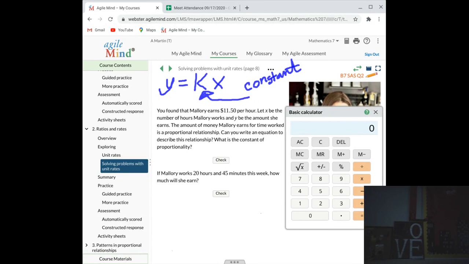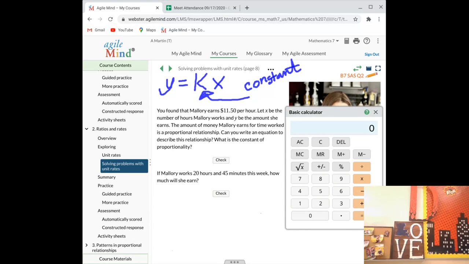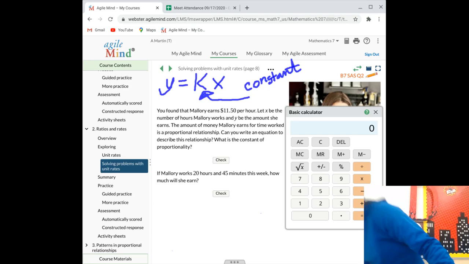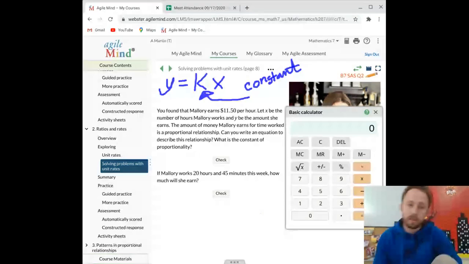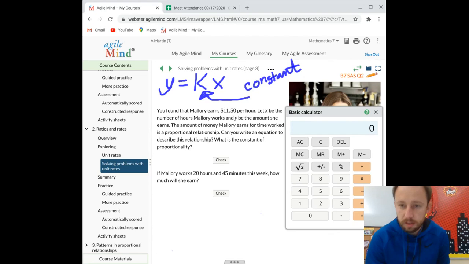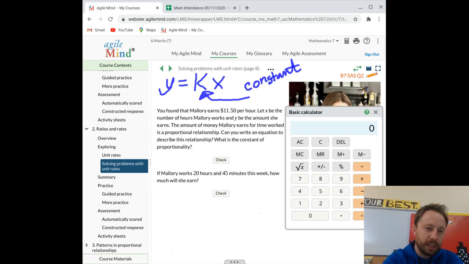And I did 20.75 times $11.50. And I got $258.62. Okay, you're very, very close. Everything that you did was 100% correct, all up until the last part. It's the 62 cents that's off. We're going to talk about why it's off here in just a second.